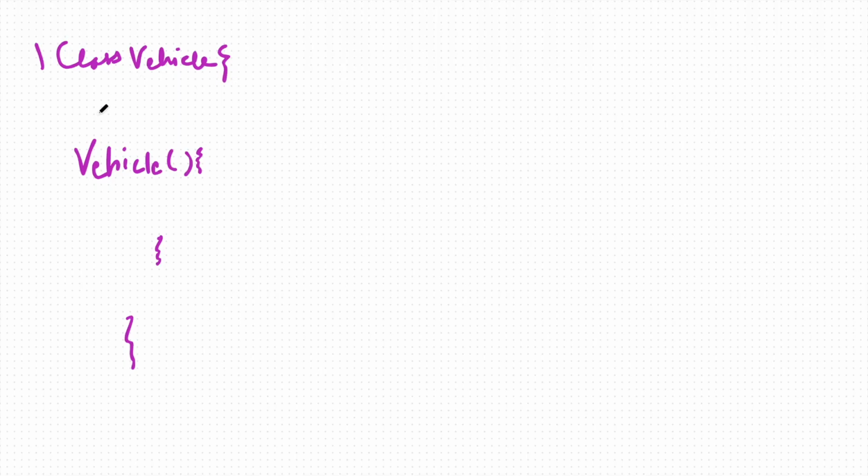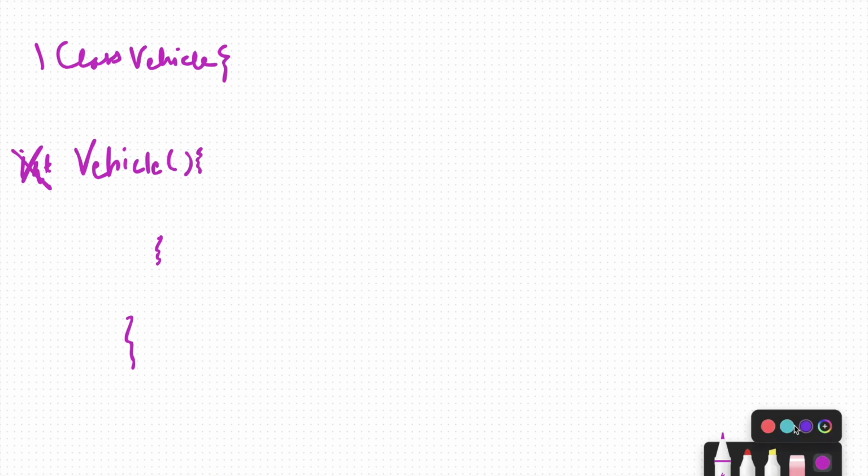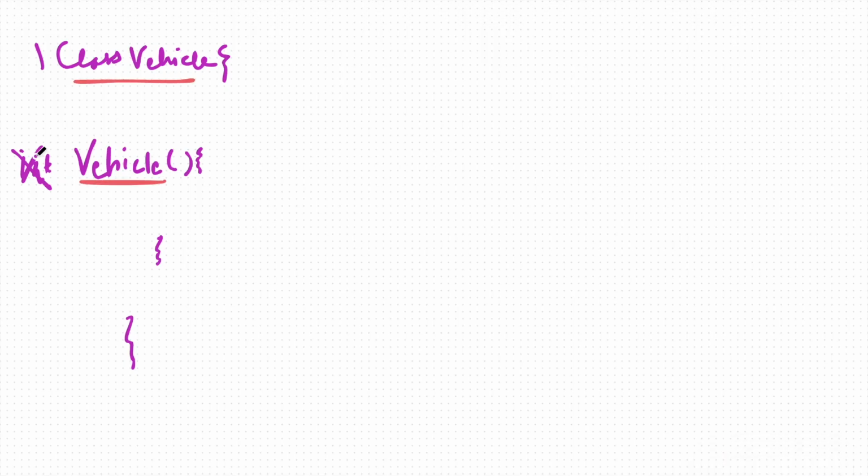And you must have noticed I haven't written any return type like void or int. I haven't mentioned any return type. What does it signify? It signifies that, sir, this is a constructor. If you find a function with the same name as the class and it does not have a return type, it means that it is a constructor.